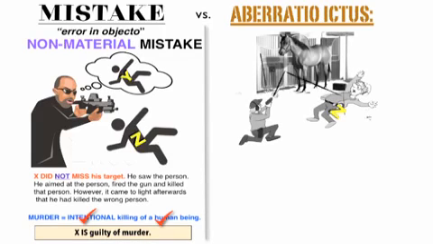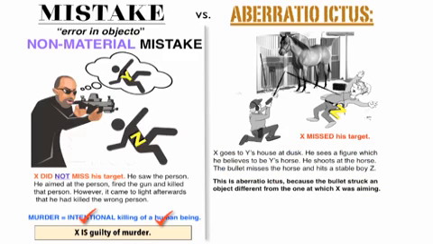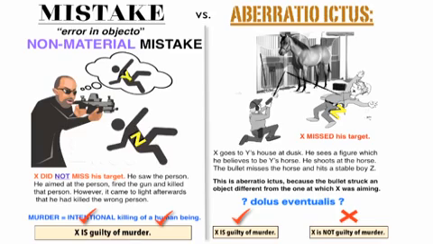With aberratio ictus, X is shooting at the horse, but he misses and hits the stable boy. Here, the court will need to determine whether X has dolus eventualis. If he does, X will be guilty of murder. If he doesn't, X will not be guilty of murder.